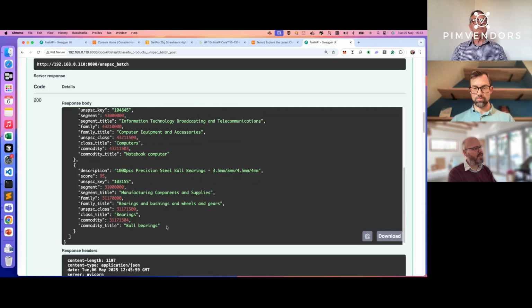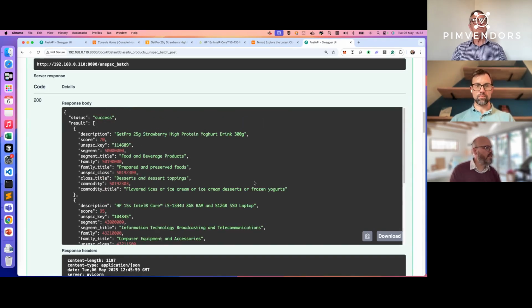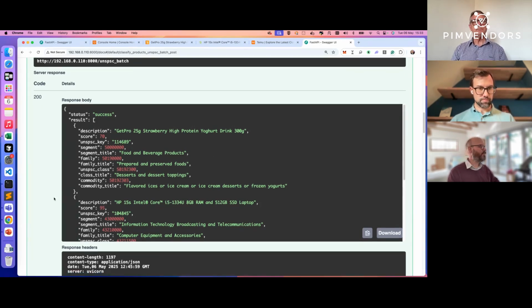The UNSPSC has four levels of the hierarchy: segment, family, class, and commodity, commodity being the lowest level. So you can see for the drinking yogurt, it got frozen yogurts. This is UNSPSC. What we looked at last time is the GS1, and we can have a look in a second again. We've got a score of 70, which is not necessarily a great score. This is something that we would review and see if there might be a better fit somewhere.